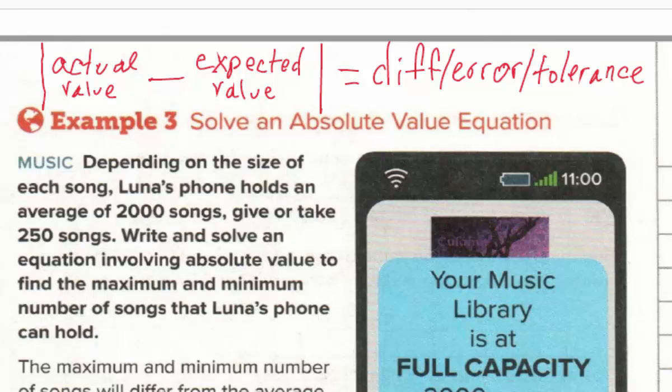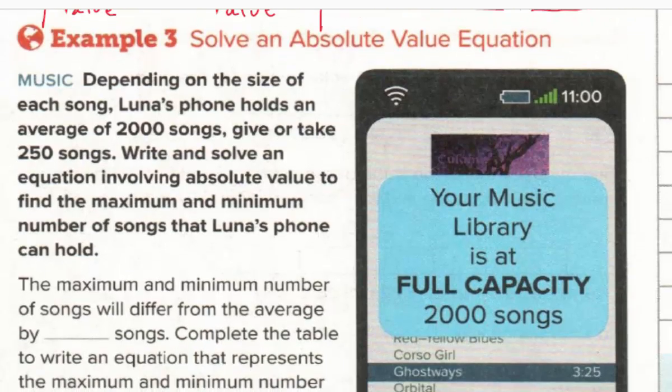And for most of your word problems, your general equation is going to look like this. So we've got absolute value of the actual value that's coming in minus the expected value that should be in there should equal a difference or error or tolerance. So all three of these words are kind of interchangeable for purposes of most of our word problems. So we'll see how it applies here to example 3.